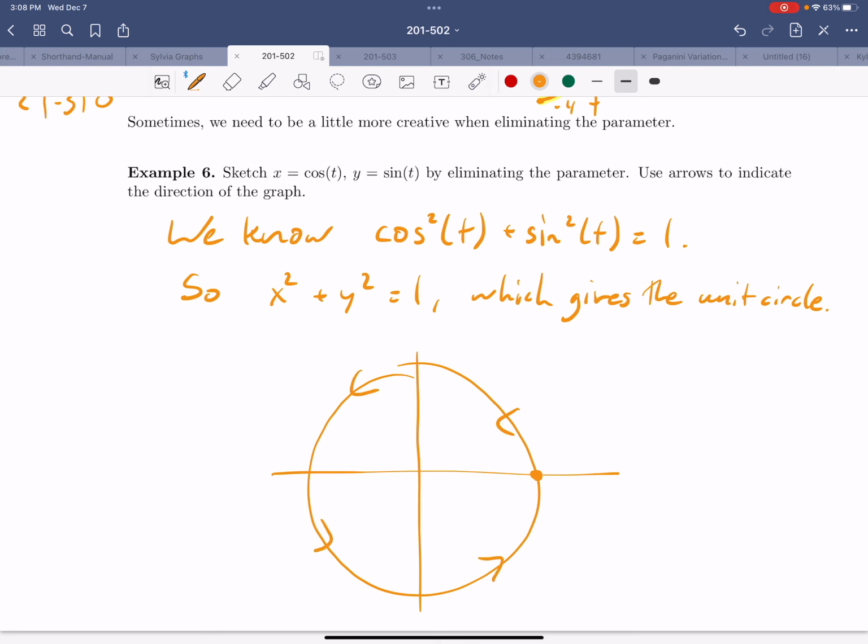If I don't give any indicators for the domain, it's not clear where it starts. It's just always going around and around and around. But it is going counterclockwise, okay?